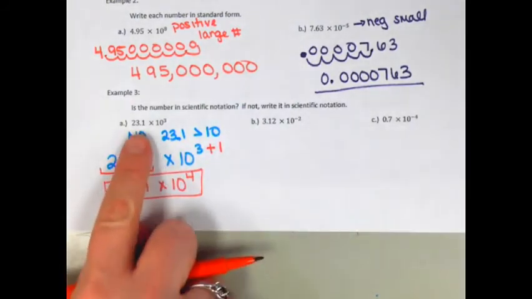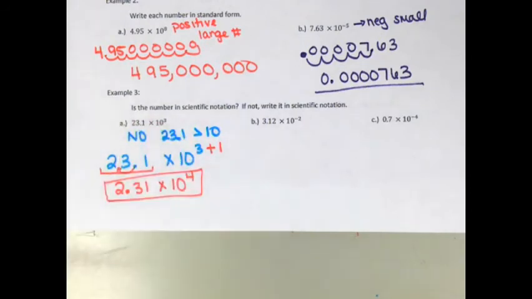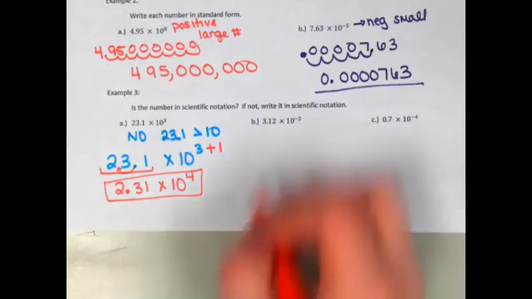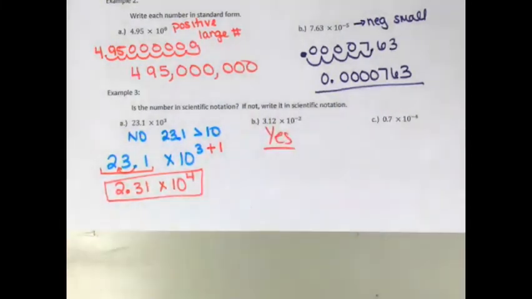Another way is you could write this as a real number, right, in standard form, and then convert it to scientific if you wanted to. All right, what about B? Is 3.12 times 10 to the negative second? Yes. Okay. What about 0.7 times 10 to the negative fourth?